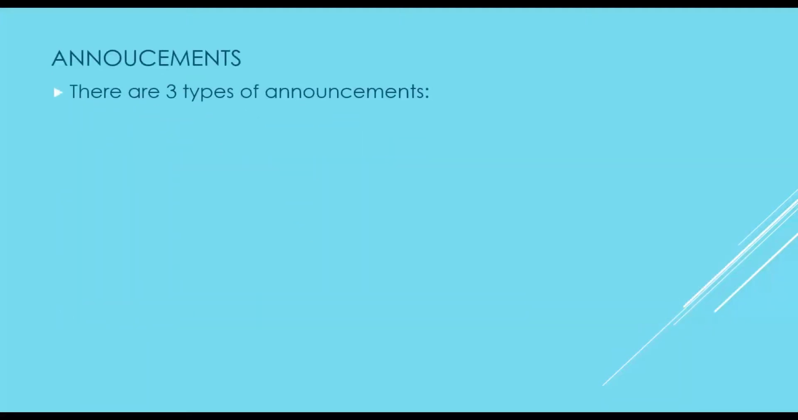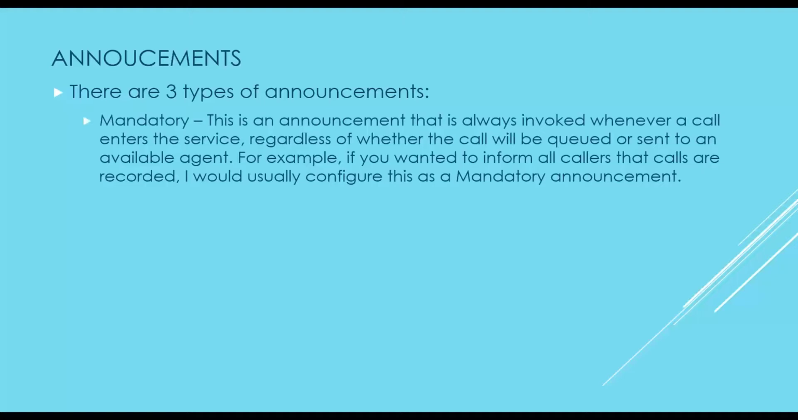Now, we've got 3 types of announcements that we can attach to a service. The first one is what we call a mandatory announcement. Essentially, the mandatory announcement is going to be a script that runs, and generally it's going to be some sort of audio notification. This is an announcement that will play anytime a caller enters that queue, regardless of whether their call is going to be queued or not.